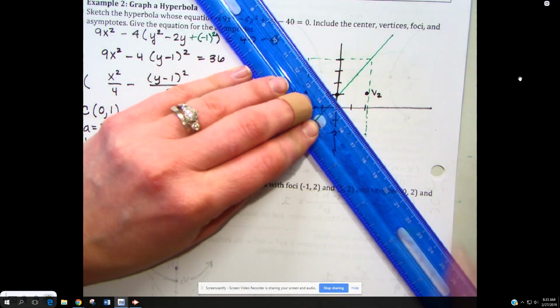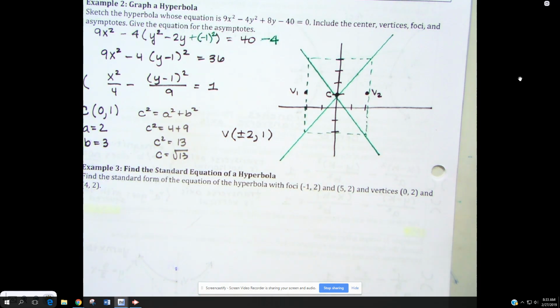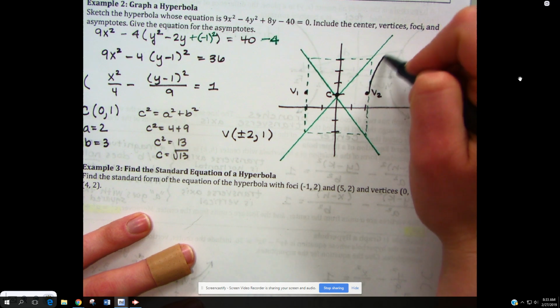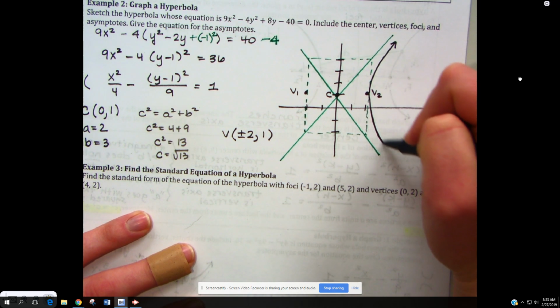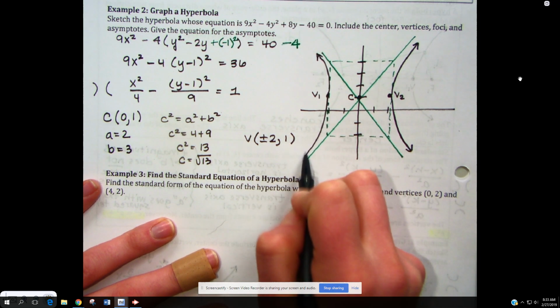And again, you don't have to have a ruler on the quiz or something. I'm just trying to make it look nice. And now I can set it up. It's going to open right and left because the x squared is the positive here. And it would look something like this.